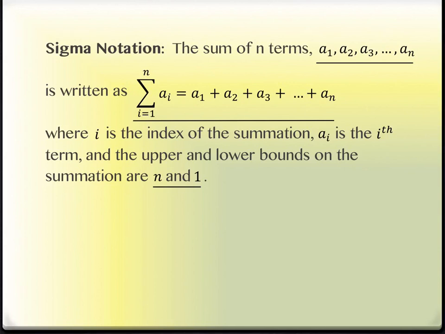This is sigma notation. So if we have the sum of n terms, a1 to an, we can write it with this sigma. i equal 1 at the bottom tells you where you start. The n at the top tells you where you end. And the a sub i is the notation in between. So this is our sigma notation, and this is what it means on the right-hand side. i is called the index, and then the upper and the lower bounds are the 1 on the bottom and the n on the top.